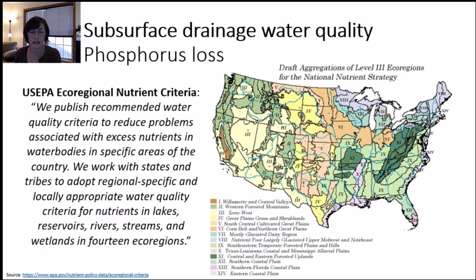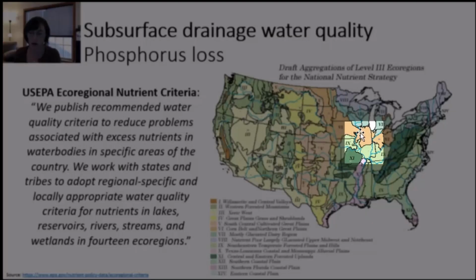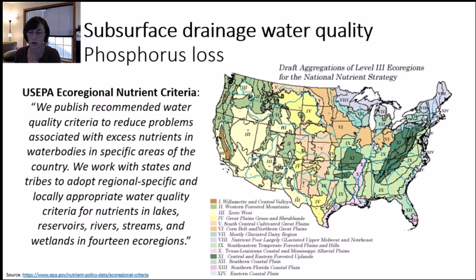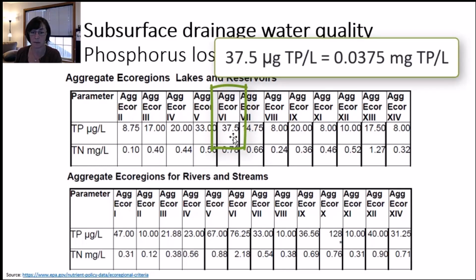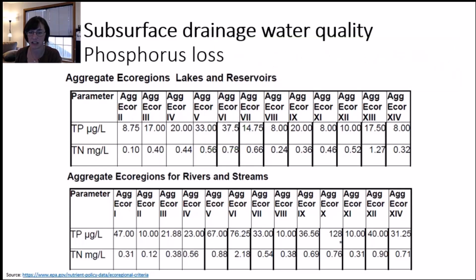Now we'll go back to the US EPA ecoregional nutrient criteria. You'll recall that we are in this orange region here, region 6, which is the Corn Belt. So coming to our criteria, we'll just look at lakes and reservoirs. Ecoregion 6, our ecoregional criteria for total phosphorus is, in milligrams per liter, 0.0375. You'll remember the median from that last slide was 0.31 milligrams total phosphorus per liter. That's 10 times higher than the concentration here in the recommended criteria.